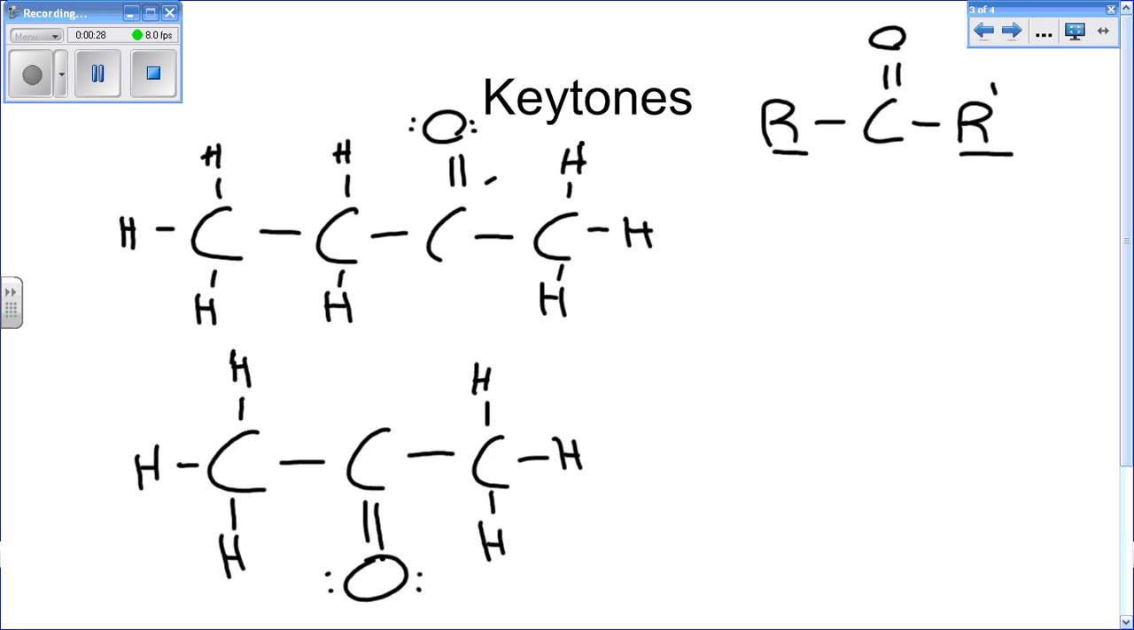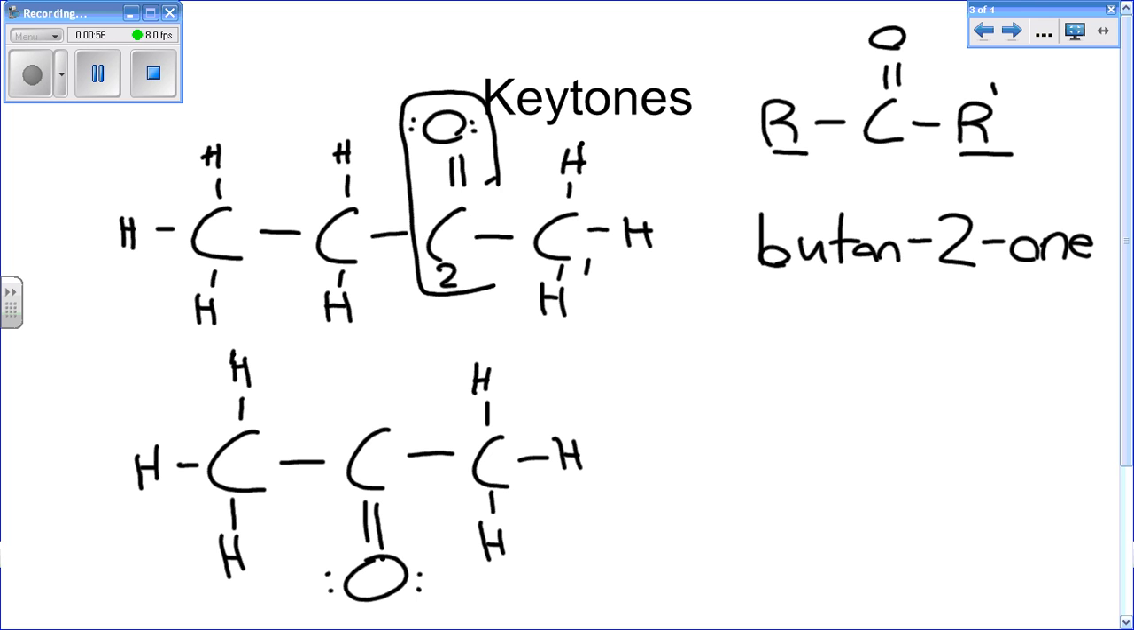So there's two ways of naming ketones. The first way is looking at how many carbons there are, and in this case it's butane because it's fully saturated except for the bonded oxygen. And the position of it, because this is the second carbon, would make this 2, and it ends with an O for ketone.